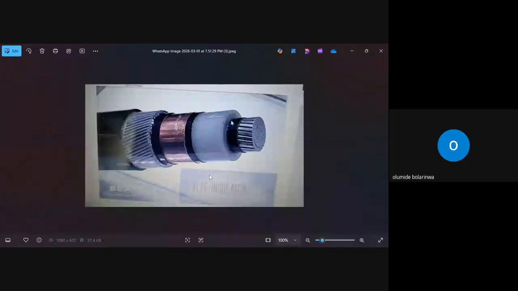LPE cable. Can someone tell me the meaning? Anybody? Hello? Can someone tell me the meaning of this cable? Let us not just keep quiet as if I'm the only one doing this. Everybody is doing it together. Can someone tell me the meaning of LPE cable and where it's being used?